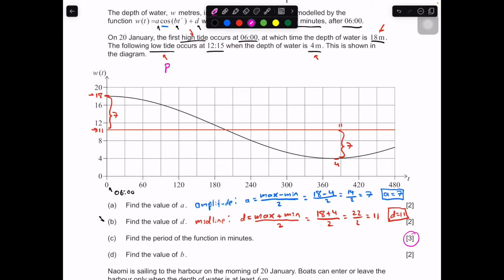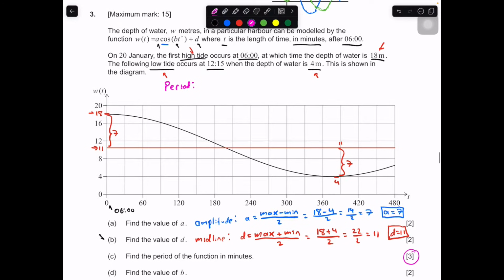Going to need a little more space. I'm going to write it up here. The period, the time taken to go from one complete cycle. So we know we have a high tide, which occurs at 6 in the morning. So right here, this is 6 in the morning. Here it is as well, 6 in the morning. And then all the way here, we have our low tide.